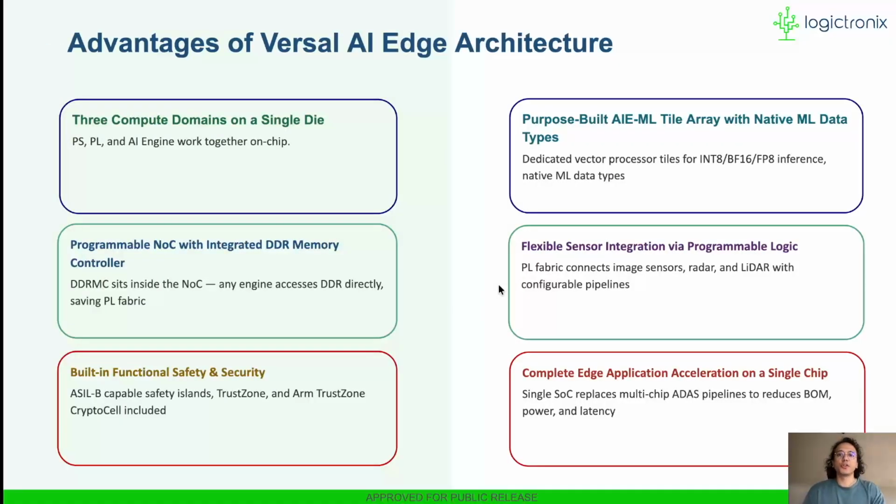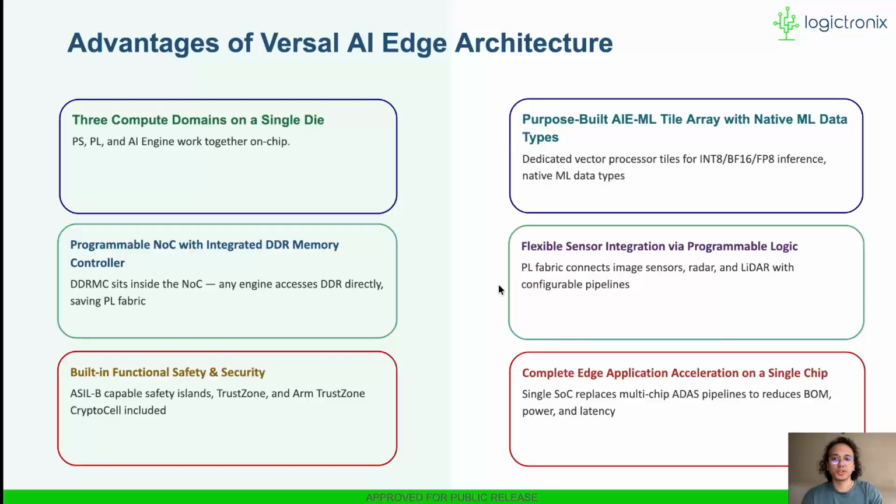The advantages of Versal AI Edge architecture are shown here, specifically 6 of the highlight advantages. Versal AI Edge series architecture contains 3 compute domains on a single die. It contains PS, PL, and AI engine, which work together in tandem.